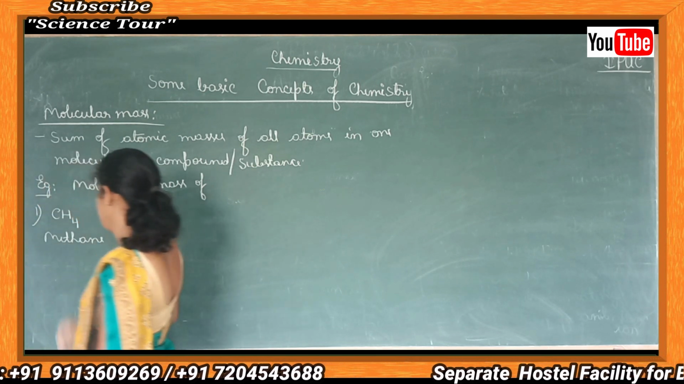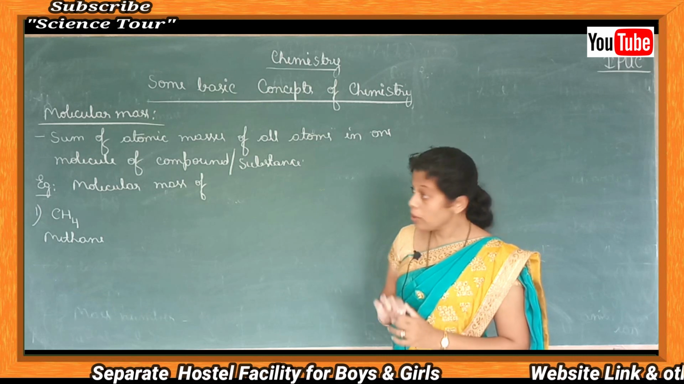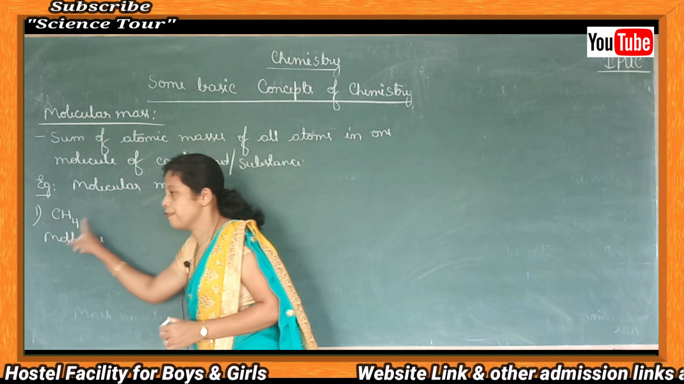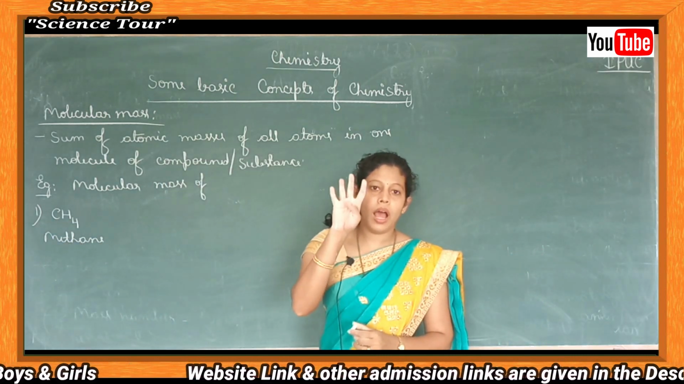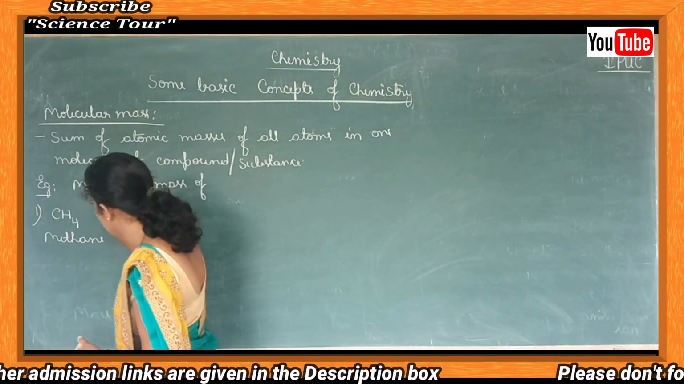CH4 is methane. How to calculate the molecular mass of methane? First, look at the formula. CH4: there is 1 carbon and 4 hydrogen. So, molecular mass is calculated this way.